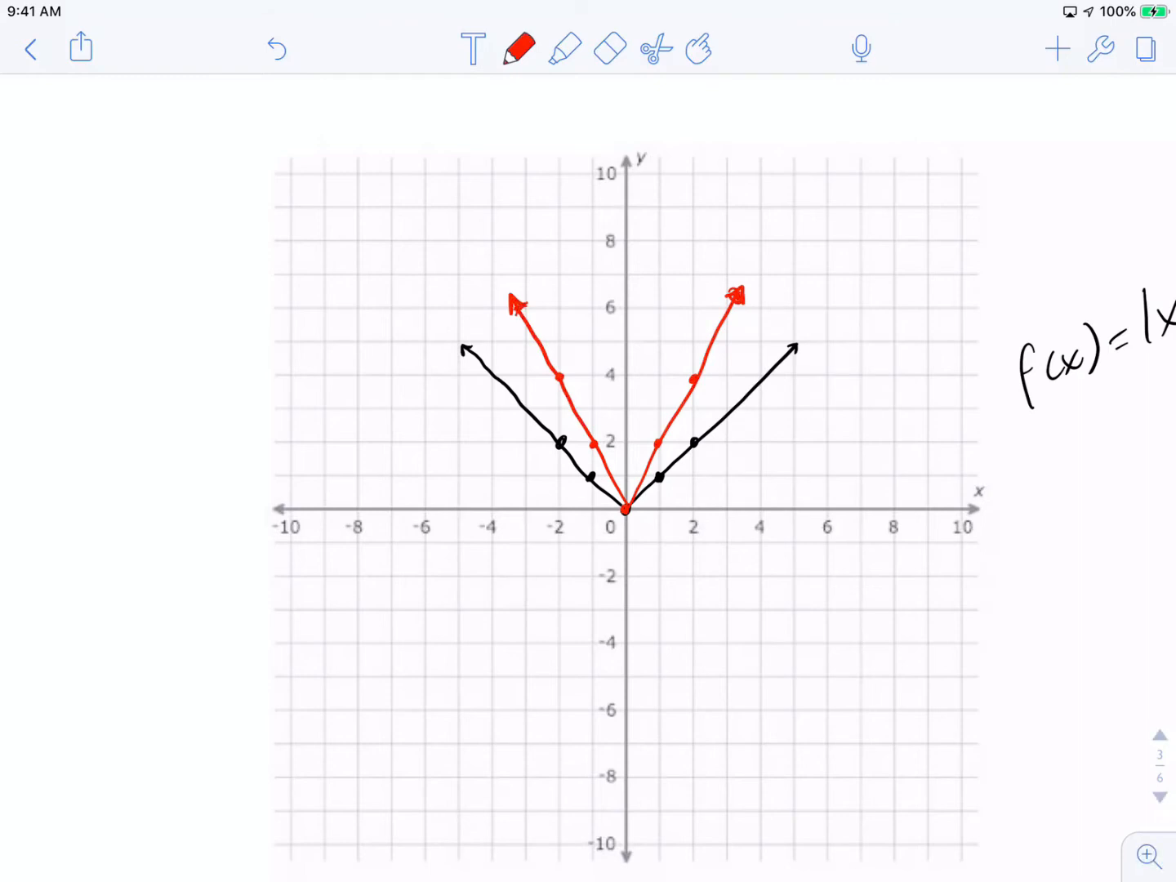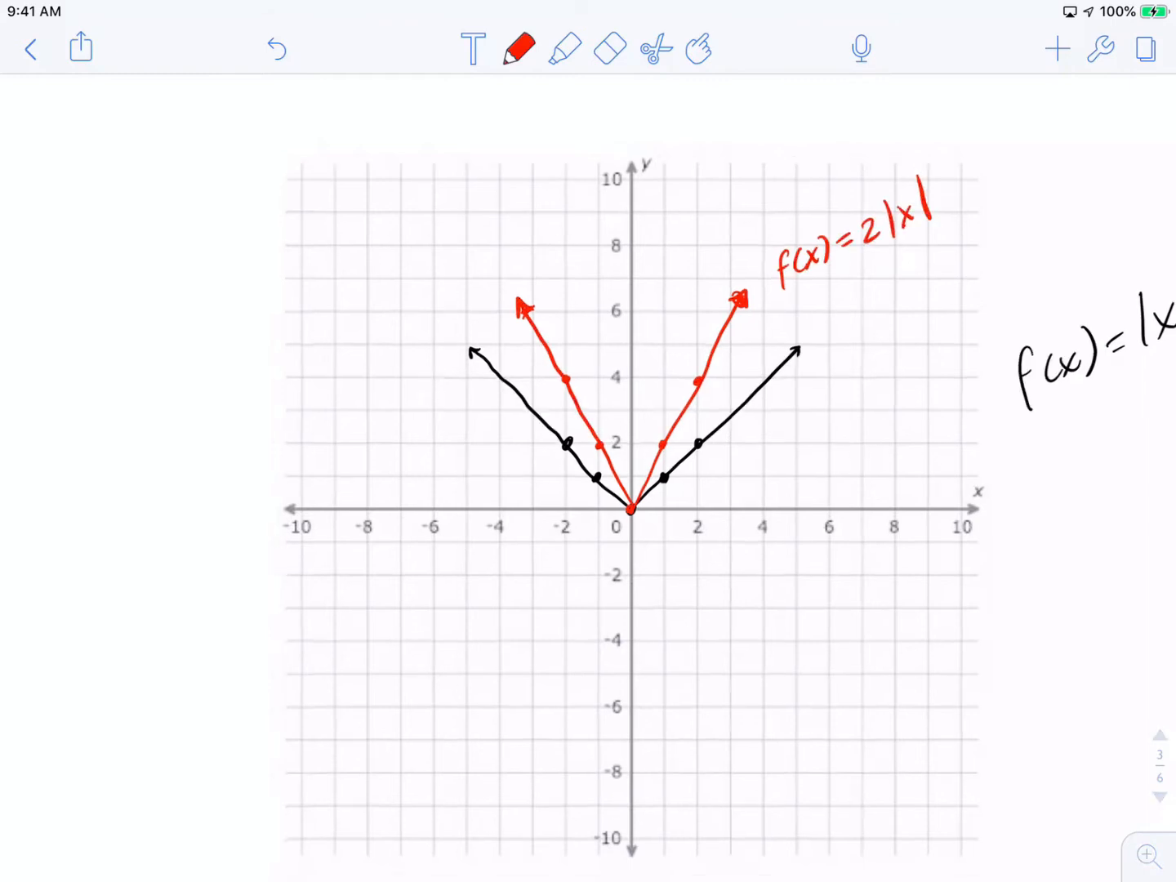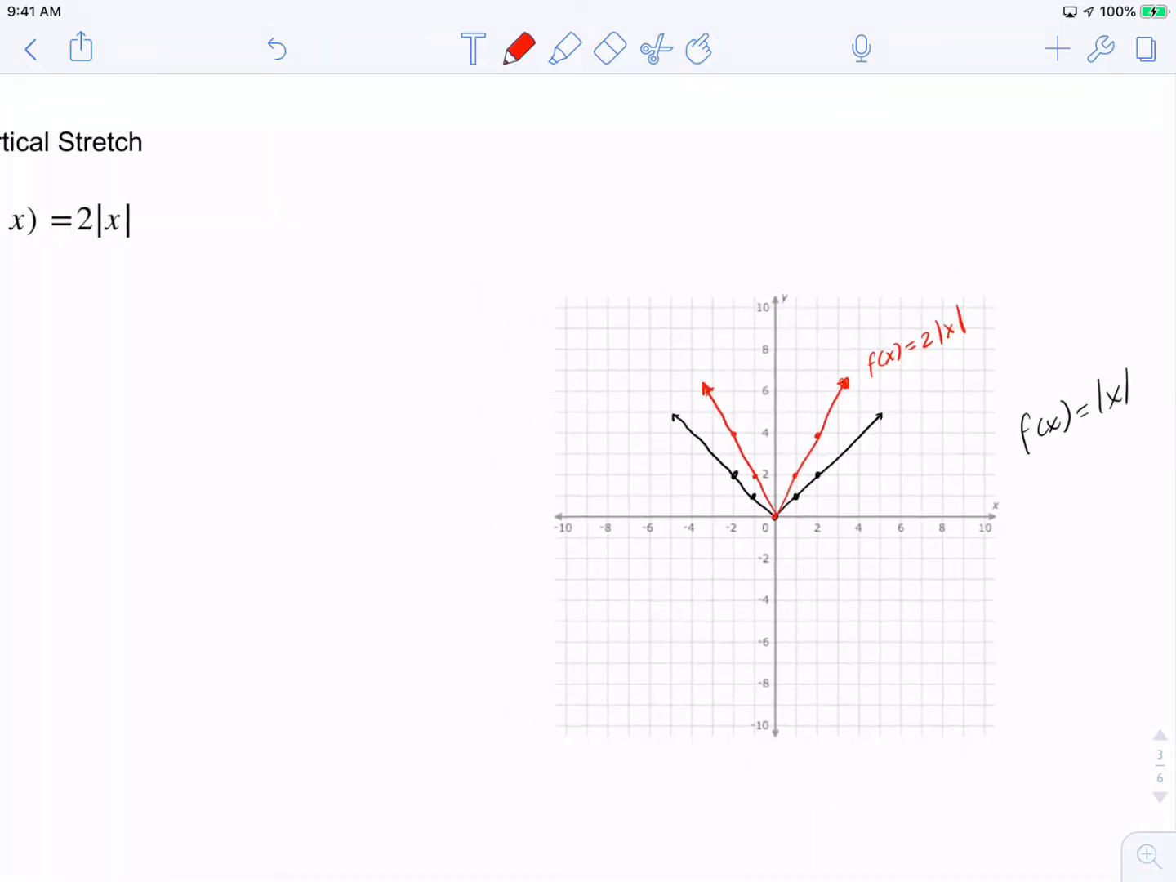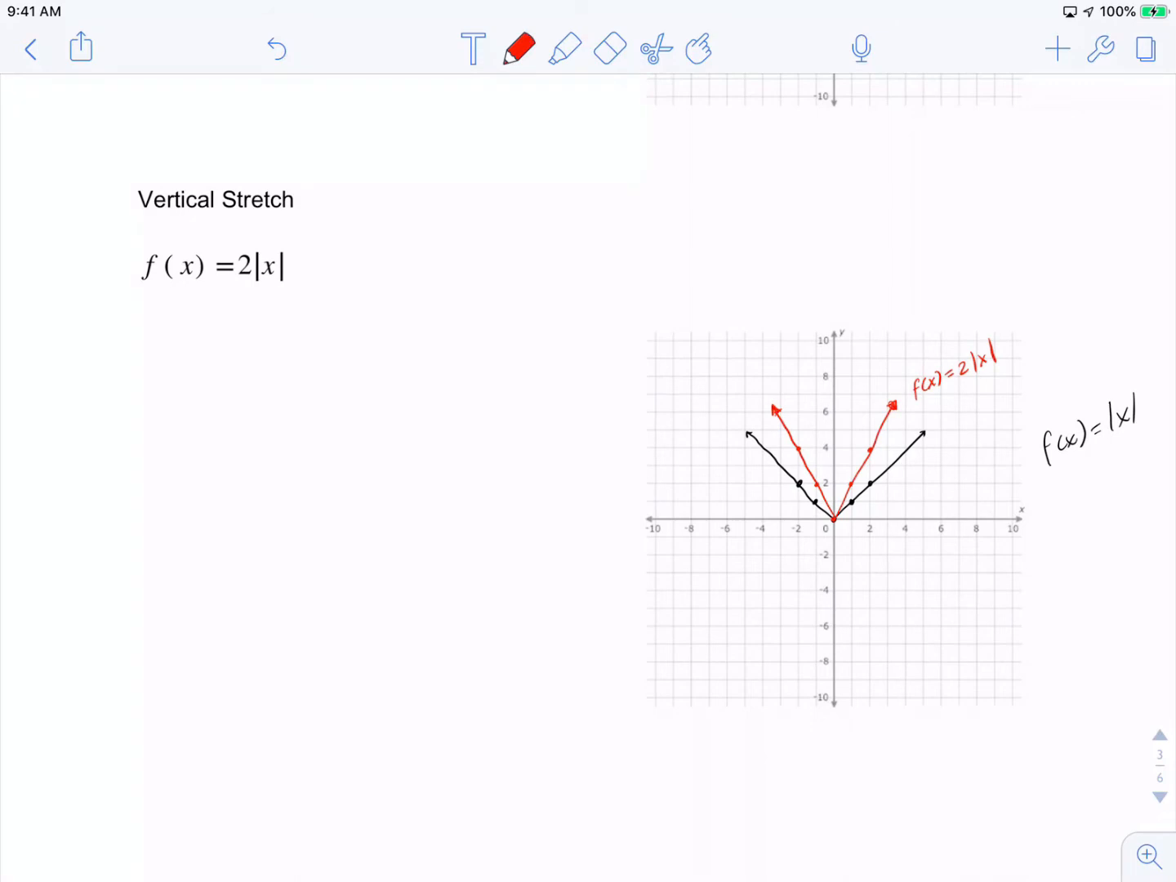A compression would actually make it wider. So let me do an example of a compression so you guys can see that. But this function here is f of x equals twice the absolute value of x. And all I did was take the y values and multiply them by 2.